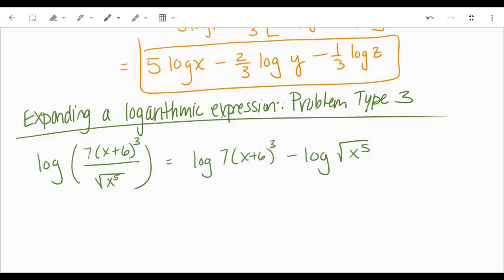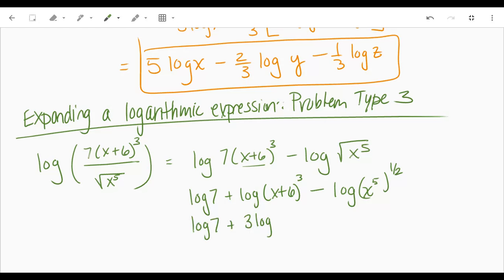Now we're actually going to split this up, since the exponent is only on the x plus 6, so we can't put it out front. What we need to do is split that: log 7 plus log x plus 6 to the 3rd. And the other thing that we're going to do is write log x to the 5th to the 1/2. We'll take that root and make it the 1/2 power. Then we have log 7 plus 3 log x plus 6.